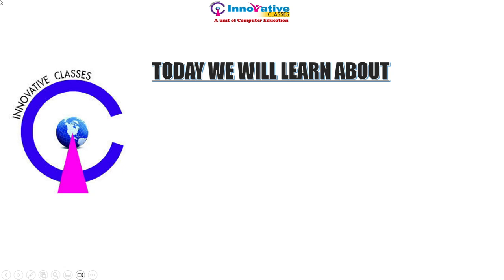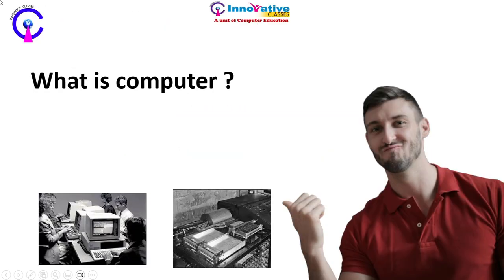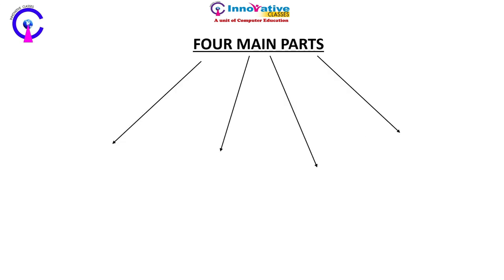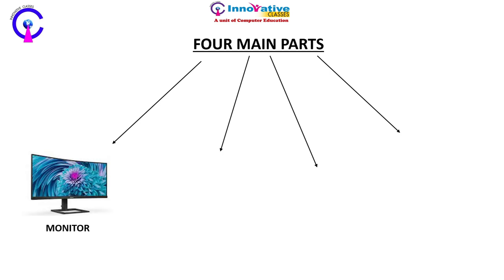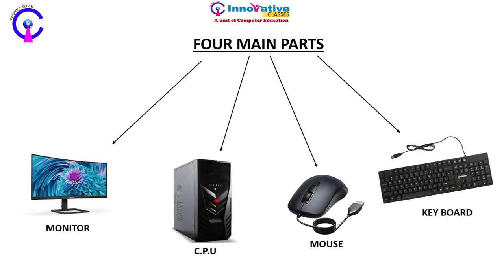Today we will learn Introduction of Computer. Okay, let's start the class. What is computer? Computer is an electronic machine, and it consists of four main parts. There are 1. Monitor, 2. CPU, 3. Mouse, 4. Keyboard.